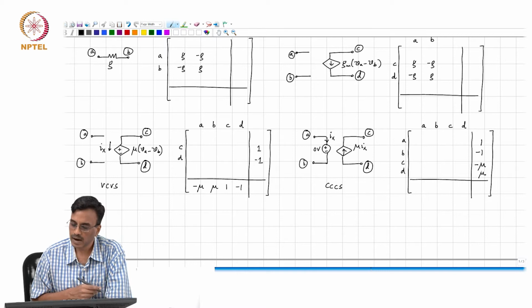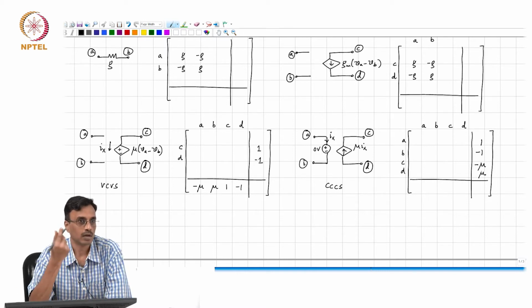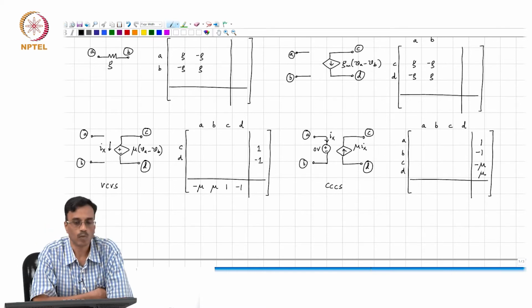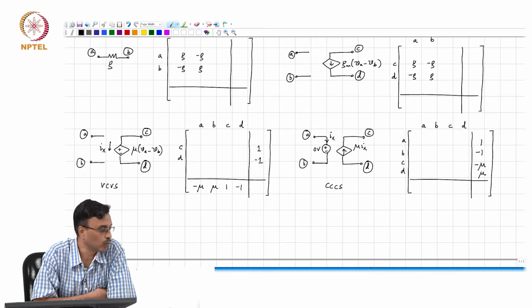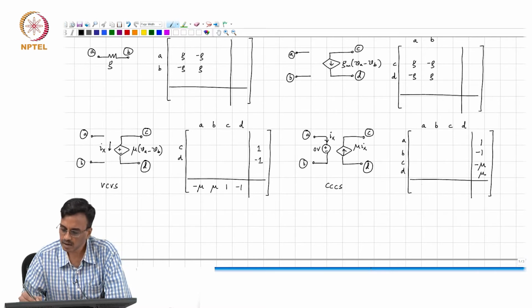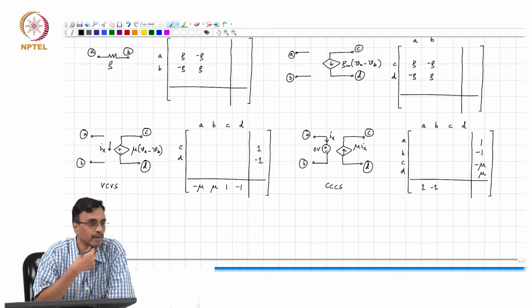And what comment can you make about the last row? The auxiliary, the extra equation that we get, what is it that relates the voltage source? VA equals VB, or VA minus VB equals 0. So you must get 1 and minus 1. Does this make sense?